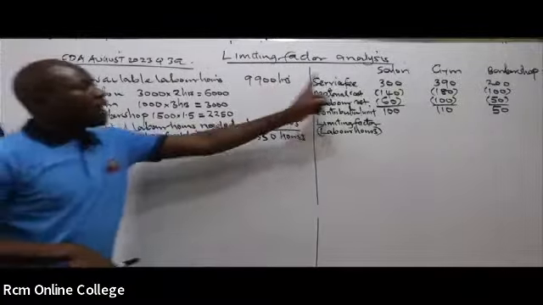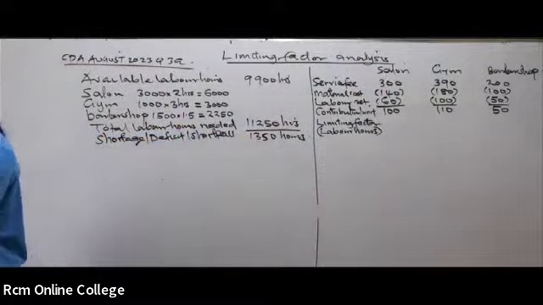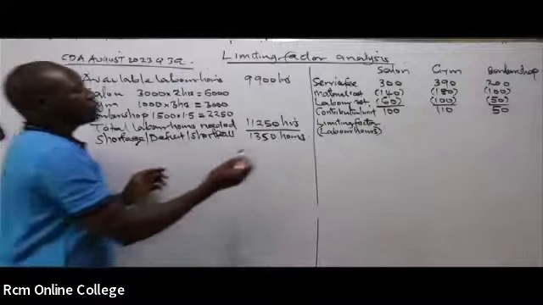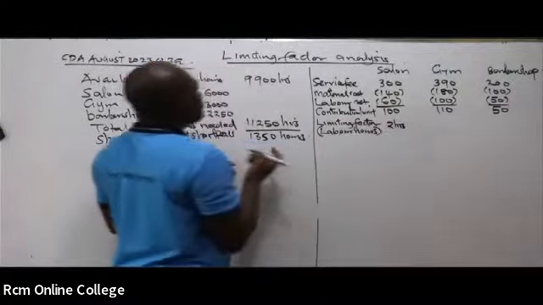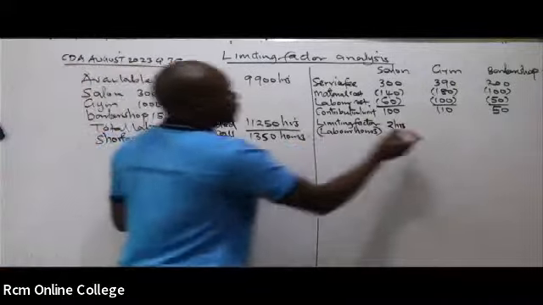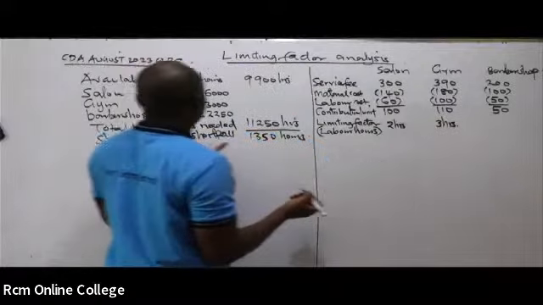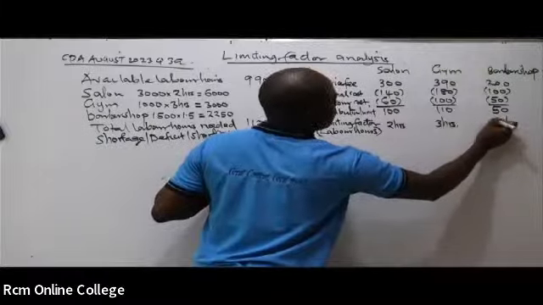So how many labor hours do we need to produce one service, or to serve one client, in the salon? How many labor hours? 2 hours, right? Gym, 3 hours. Barber shop, 1.5 hours. Great.